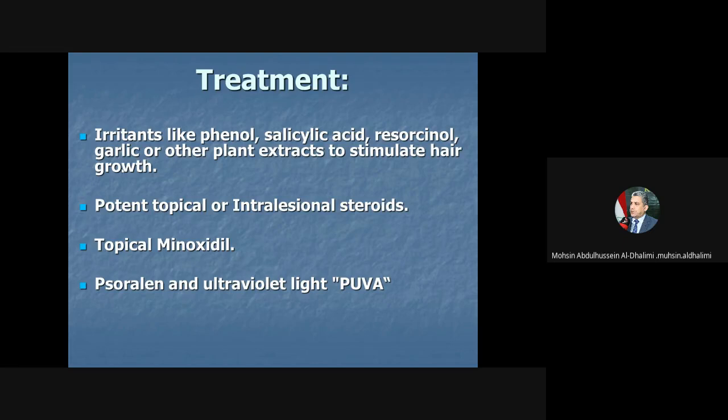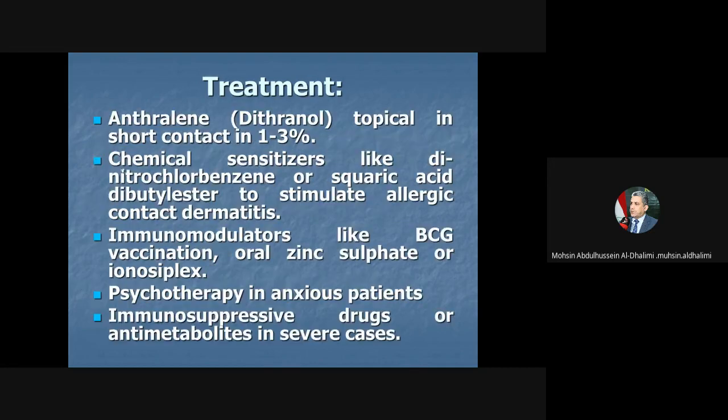الفيرست ستيب حاليا باللوكلايزد alopecia areata والانتراليجنال steroid, and sometimes we need potent topical steroids in young children who cannot tolerate injection of steroid intralesionally. Topical minoxidil useful. In severe conditions, we may use PUVA, psoralen and UVA, or anthralin.